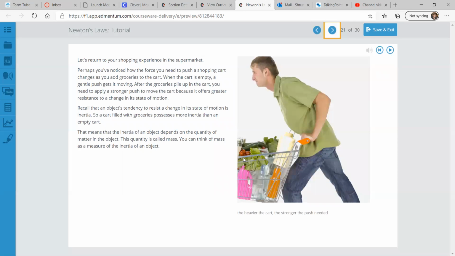Recall that an object's tendency to resist a change in its state of motion is inertia. So a cart filled with groceries possesses more inertia than an empty cart. That means that the inertia of an object depends on the quantity of matter in the object. This quantity is called mass. Think of mass as a measure of the inertia of an object.